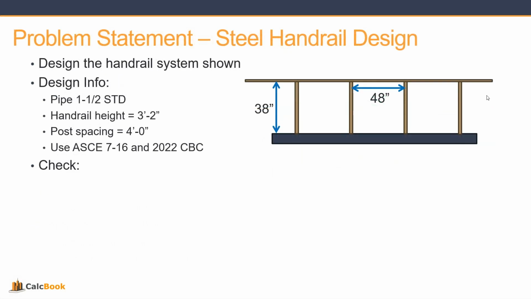So let's take a look at our problem statement. We're going to be designing the handrail system shown. So we have a 38-inch tall handrail, 48-inch spaced posts.